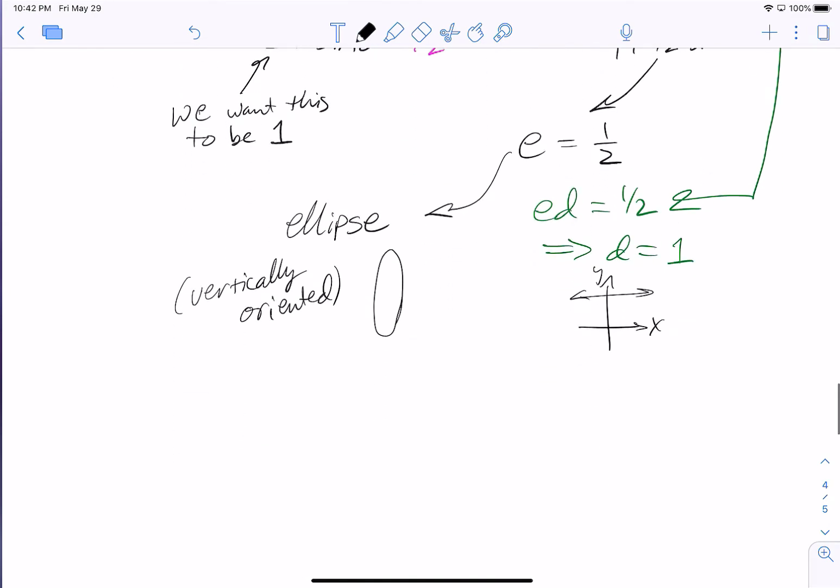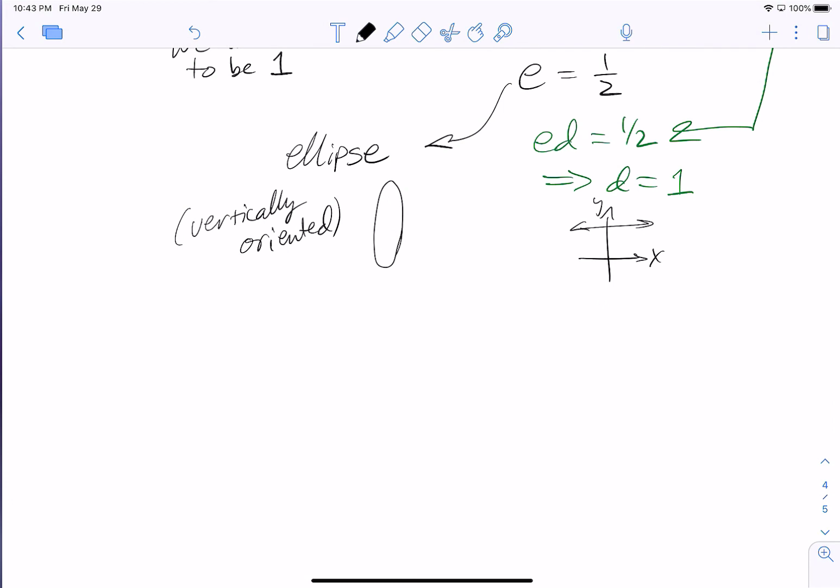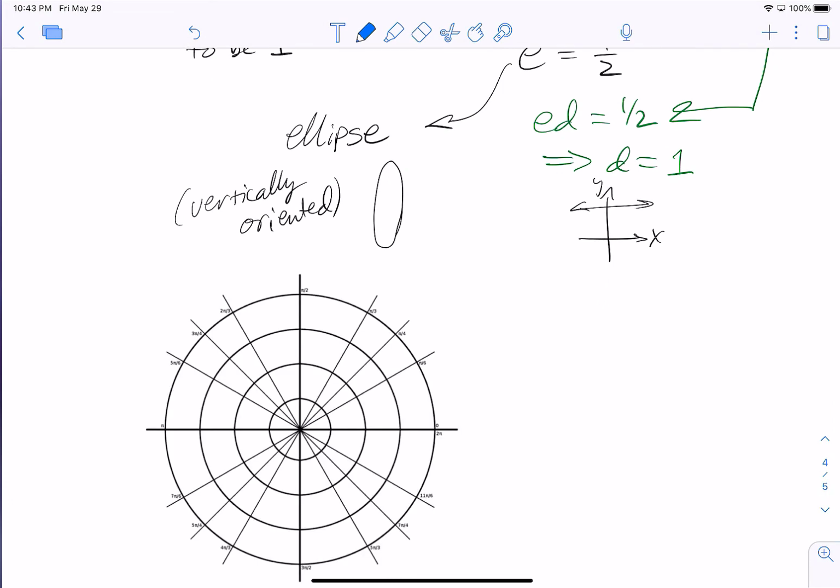Let's put this together on a polar grid. As you may recall, our conic section is going to have its one focus at the pole. That was the setup when we developed the equations. The directrix is y equals 1. And I'm going to go ahead and make the third circle out have a value of a radius of 1.